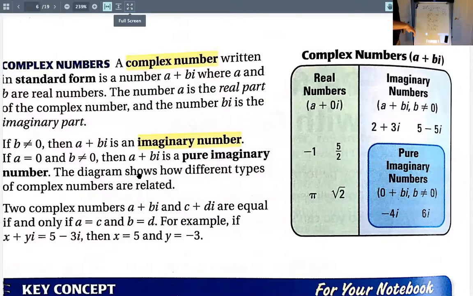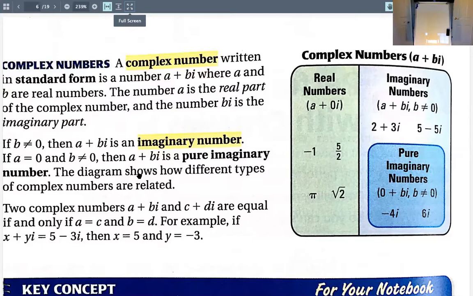All right, so complex numbers. We already kind of jumped ahead and mentioned that, but let's take a look here. A complex number written in standard form is that a plus bi that I was telling you about. You can see that there. Where a and b are real numbers, of course, the number a is the real part of the complex number, and the number bi, right?